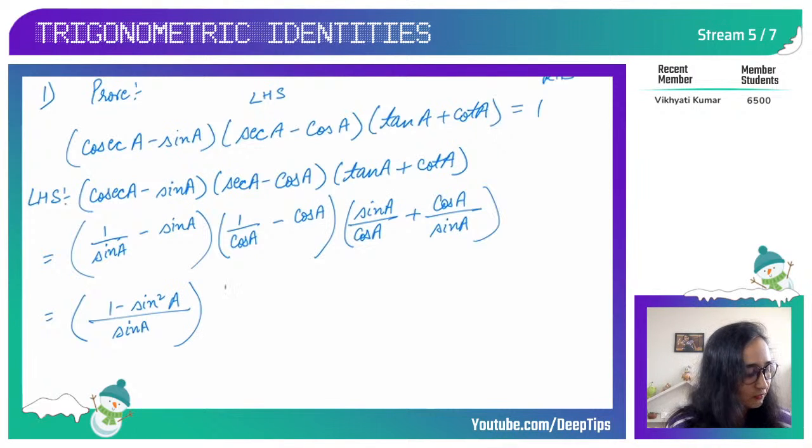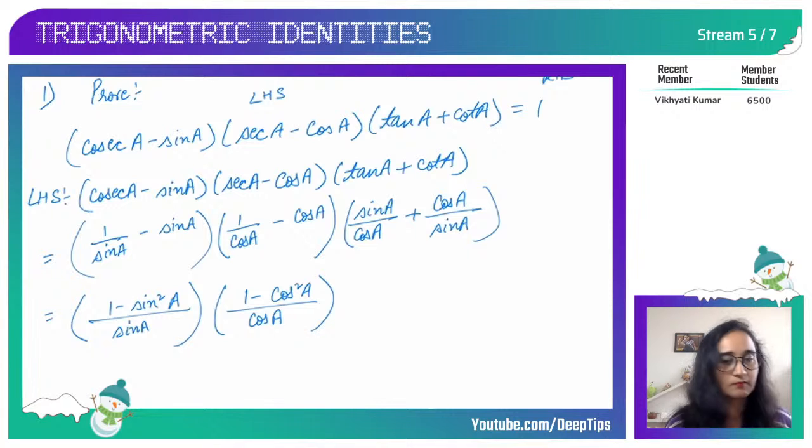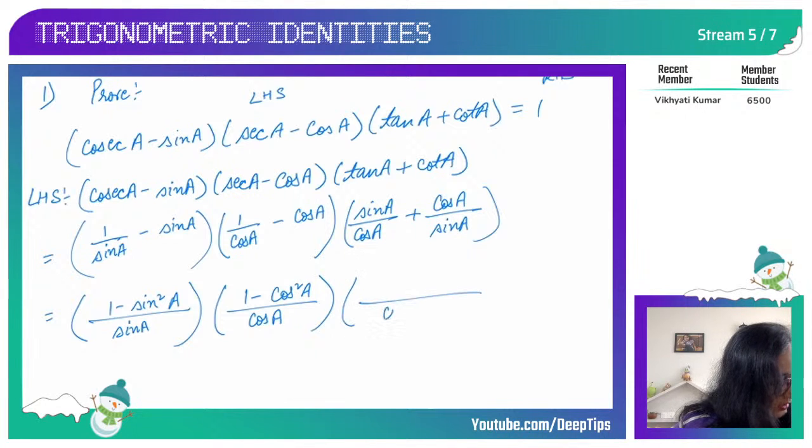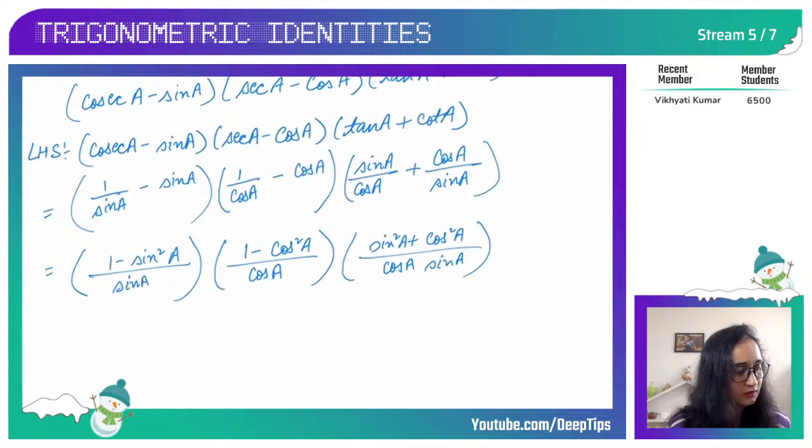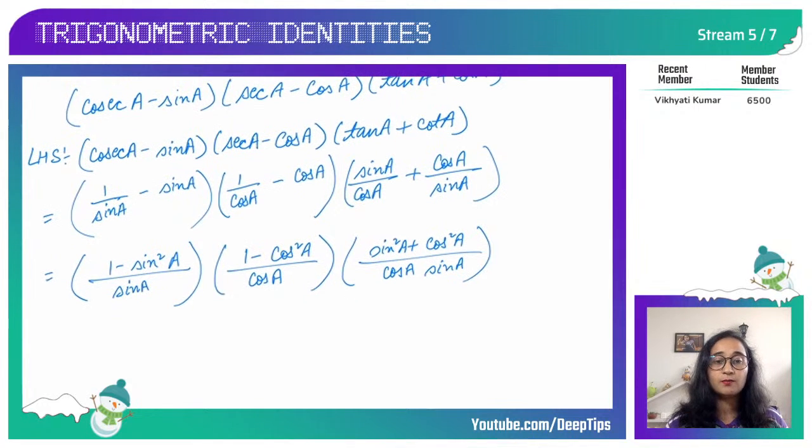Yes. Now if I take again LCM here, I get cos A, and this is 1 minus cos square A by simplifying the fractions. And in the last bracket, I have my LCM as cos A and sine A. And when I simplify, I am getting something desirable now. Sine square A plus cos square A. Correct?